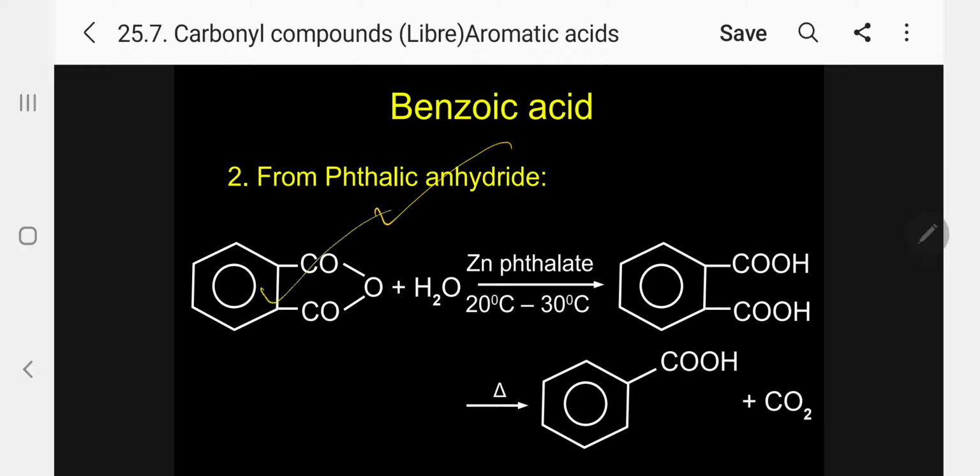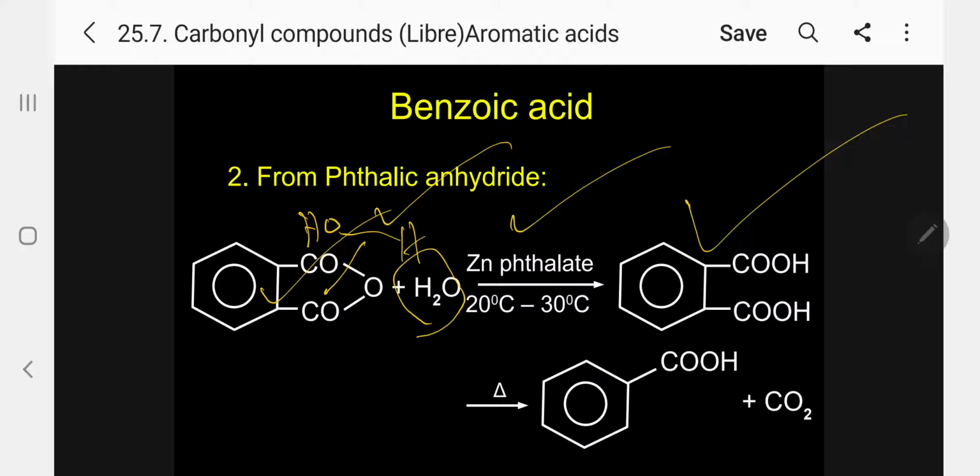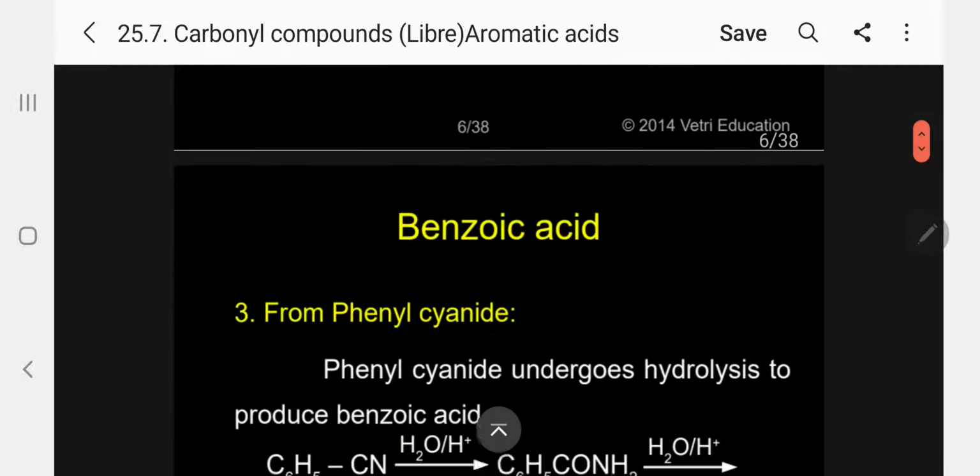So phthalic anhydride undergoes hydrolysis. Kindly follow, OH and H at low temperature, 20 to 30 degrees. Zinc phthalate is the catalyst. We are getting now phthalic acid. But when phthalic acid is heated strongly, one carbon dioxide molecule will be eliminated automatically, producing the stable benzoic acid. This is called decarboxylation, the second method.